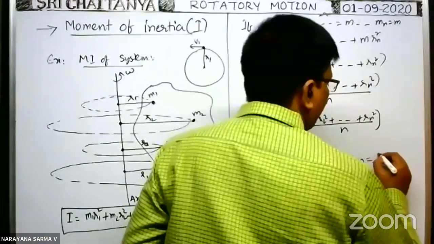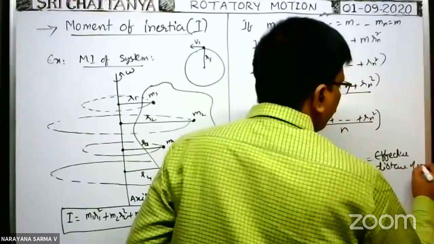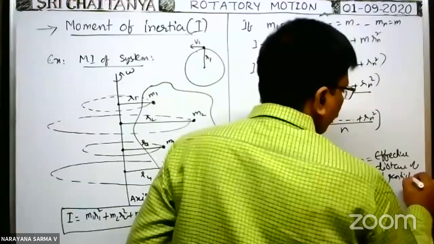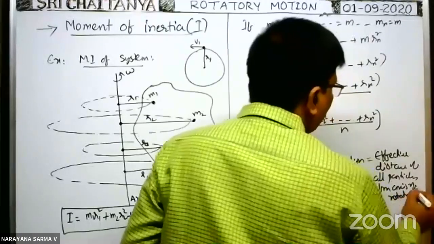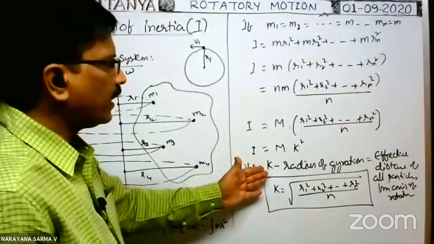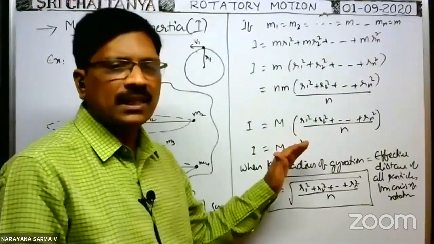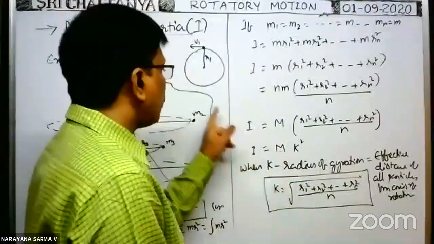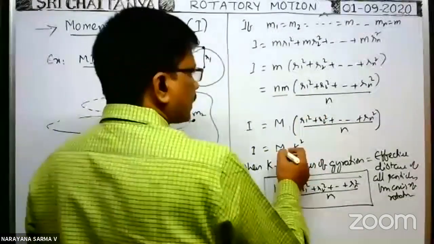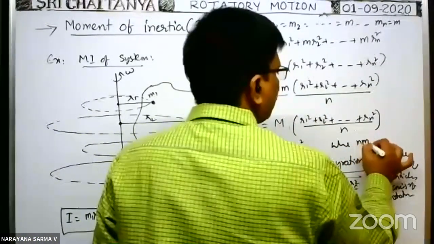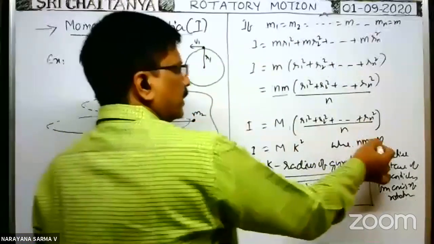So radius of gyration is the effective distance of all particles from the axis of rotation, which is defined as the square root of the mean of squares of the perpendicular distances of all the particles from the axis of rotation. Here M is the mass of the entire body or entire system, not the mass of a particle, because n into m is taken as capital M. Small m is the mass of each particle. nm gives the mass of all the particles in a system, which is represented as capital M.